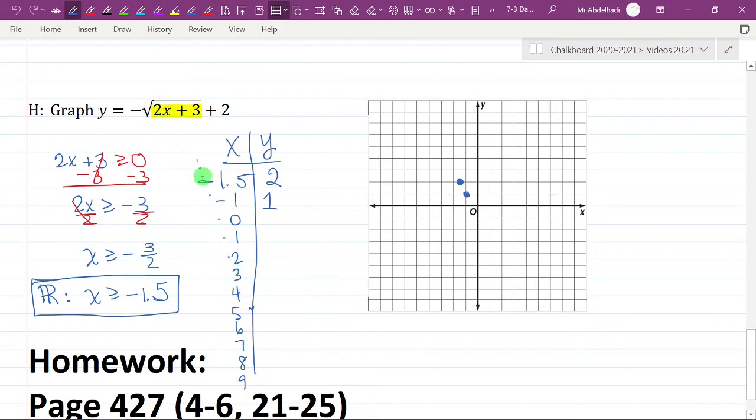So 2 times 3 is 6. Plus 3 is 9. Square root of 9 is 3. -3 plus 2 is -1. So let's see, that'd be 1, 2, 3, -1. Now you're down here. Okay, that's 3 good lattice points.